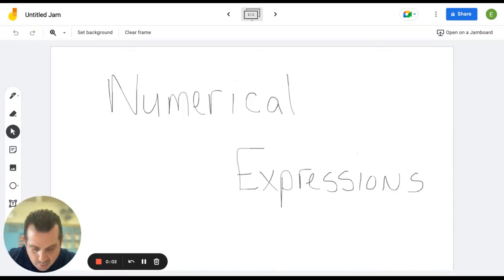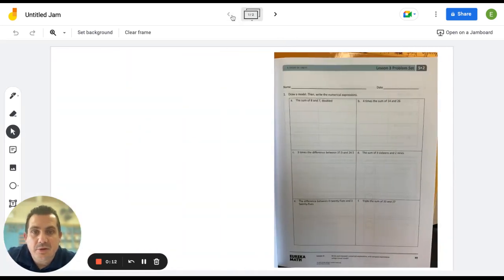Okay, going to do a quick video going over today's problem set for numerical expressions. So I'm going to go right here. This is page 49. All right. So it said to draw a model, then to write the numerical expressions. We weren't solving them. We were just writing the numerical expression. An expression is, well, that's the problem, just there's no equal sign. So, for example, 1 plus 1 is an expression. 1 plus 1 equals 2 is an equation.